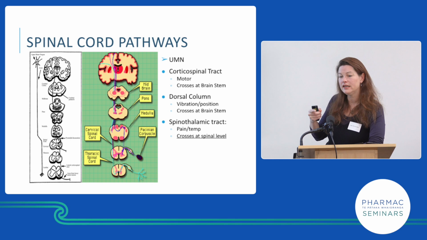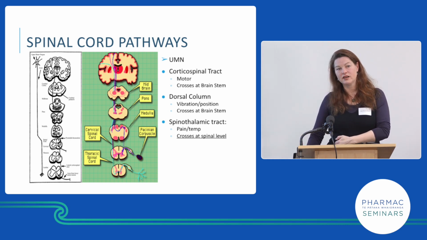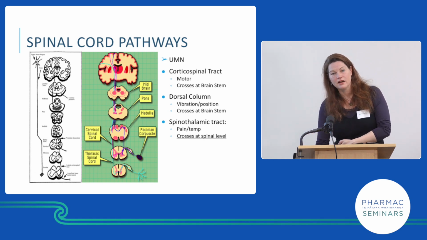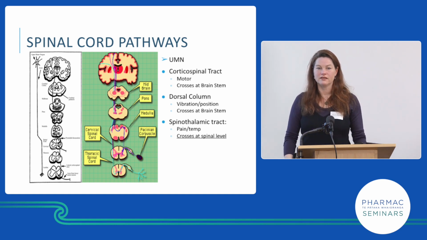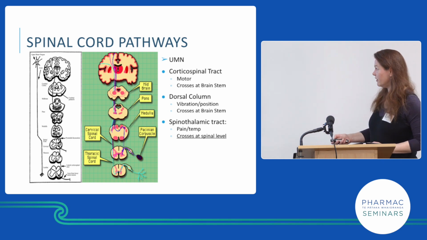So if you have a lesion in the thoracic spine on the right side, you'll get right-sided vibration and motor loss, and left-sided pinprick loss. Okay, so you get the opposite side.